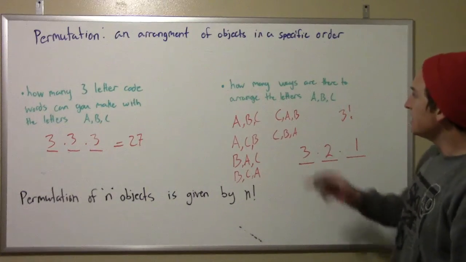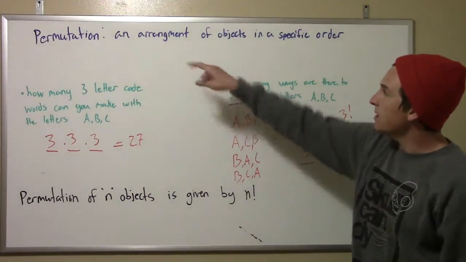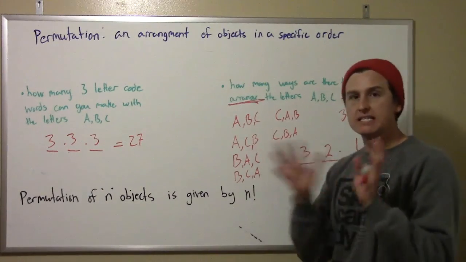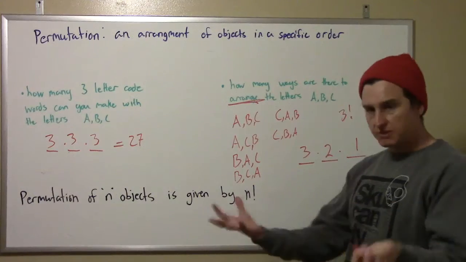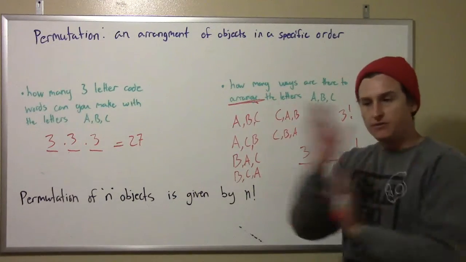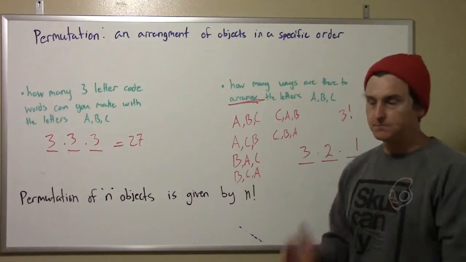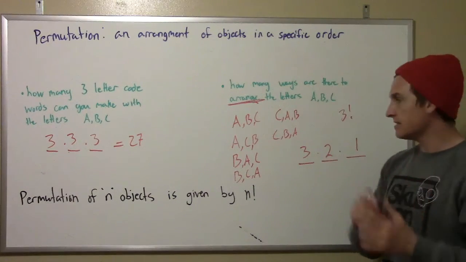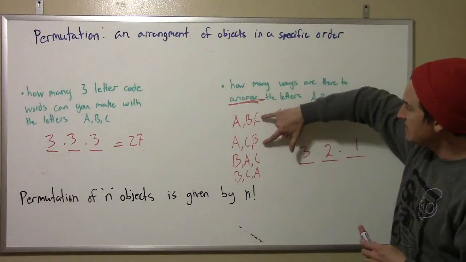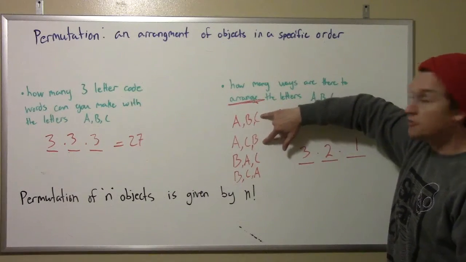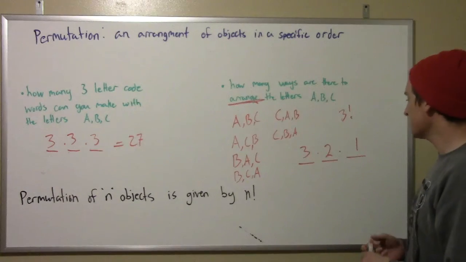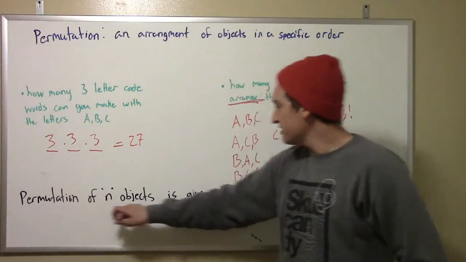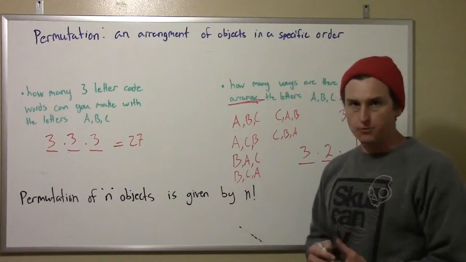Okay? This idea of arrangement is what we call a permutation. A permutation is an arrangement of objects in a specific order. So you have a bunch of stuff and you want to see how many different ways there are to rearrange them. And the order is really important, right? You could say, well, this is the same group of letters. That's true, but they're different orderings. And so that's going to be important. So the idea is a permutation of n objects is given by n factorial.